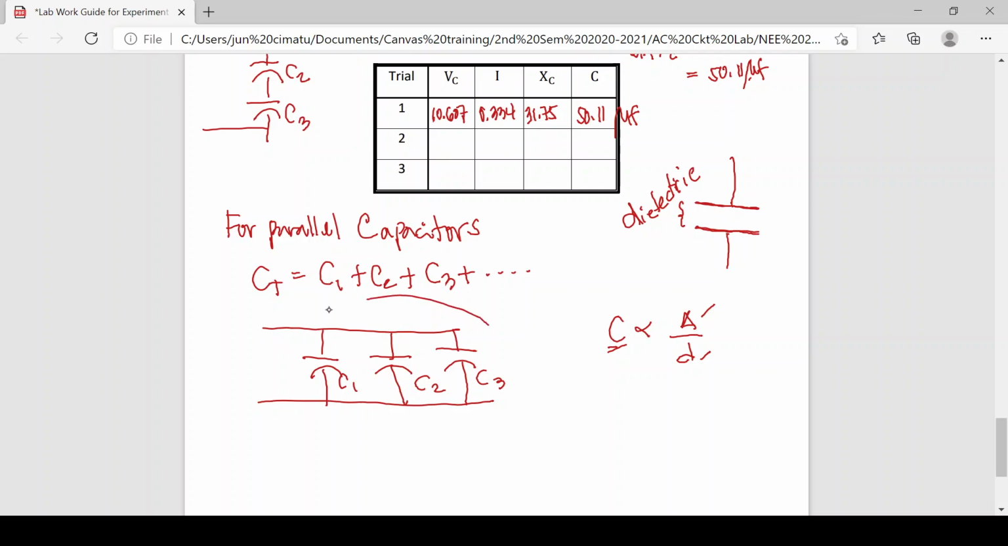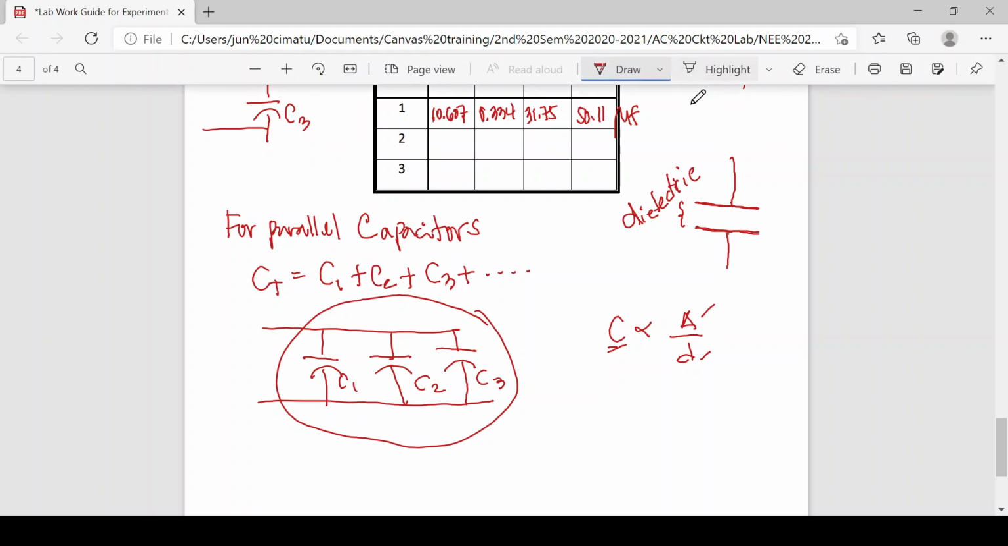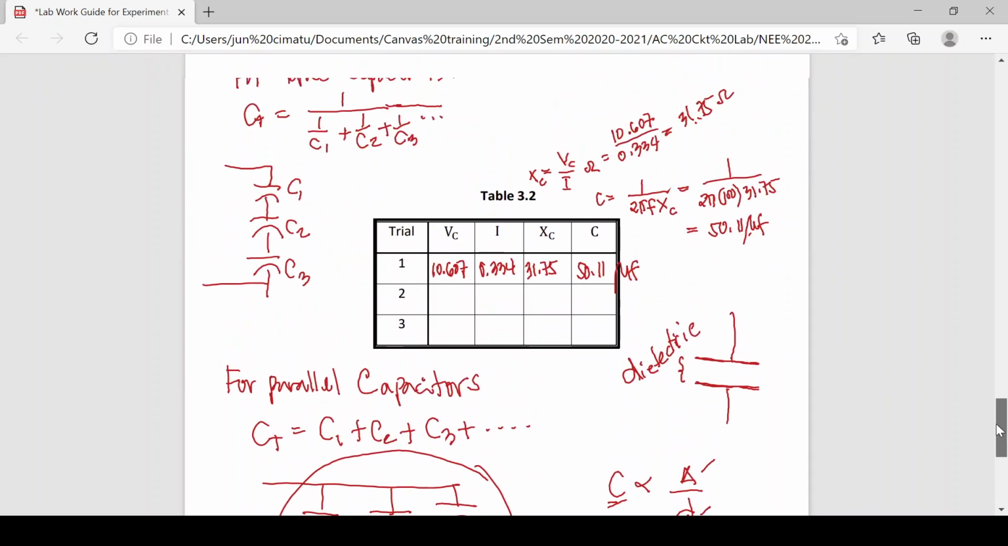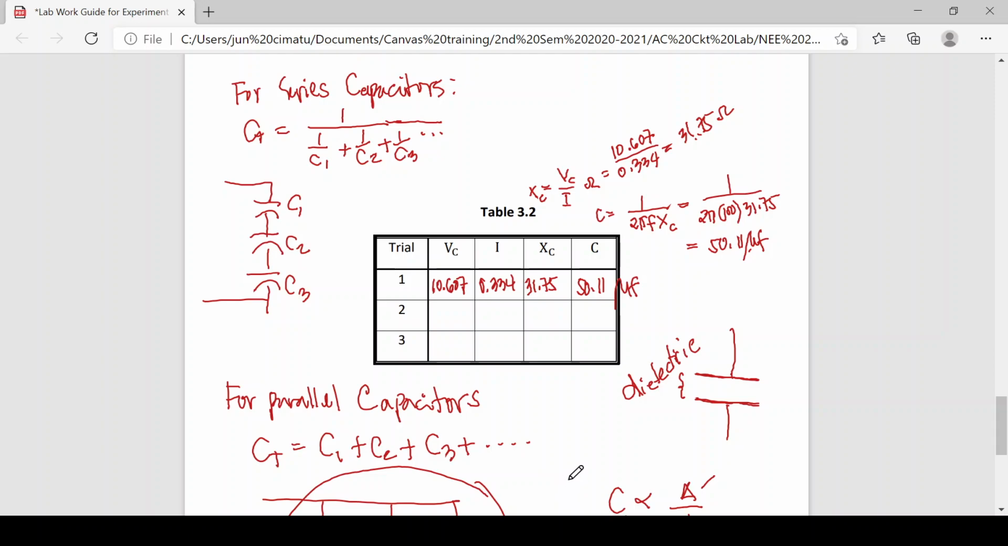In your experiment, you connect capacitors in parallel, so we expect an increase in the capacitance as you increase the number of capacitors in the circuit. So this is your experiment 3 in the study of the behavior of the capacitor, capacitive reactance, and capacitance in a circuit.